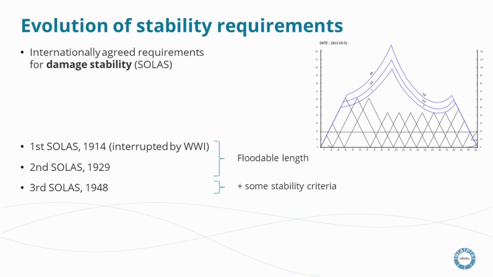The second SOLAS convention was then held in 1929, but did not significantly add requirements compared to the first SOLAS regarding stability. The third SOLAS convention was held in 1948 and introduced the first damage stability criteria in addition to the floodable length requirement.